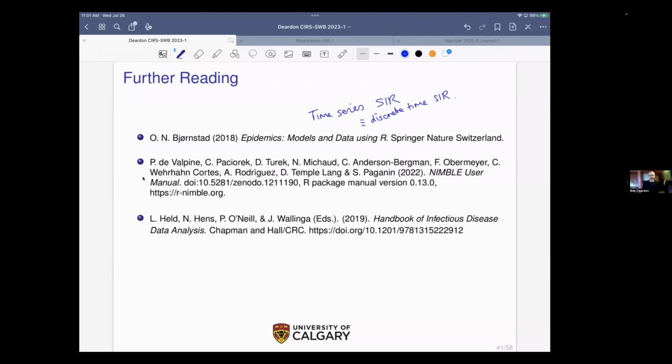And then the other thing here is if you are really interested in Nimble, there can be a little bit of a learning curve with Nimble, but the Nimble user manual, which you can find either on CRAN or on the R site, is really nice. It's got a tutorial, and there are actual tutorials on YouTube and all of that sort of thing as well. So these are the three things that I would start with.